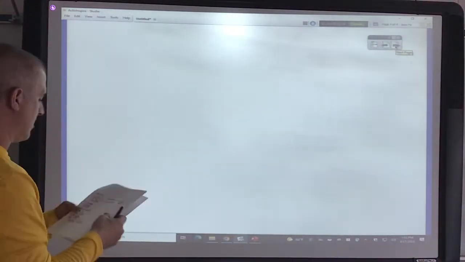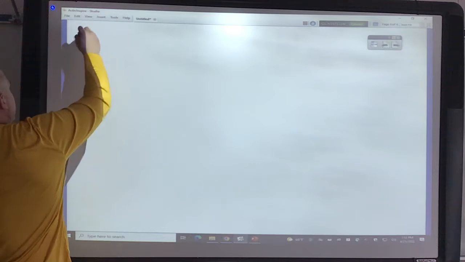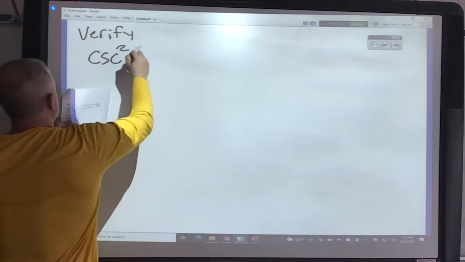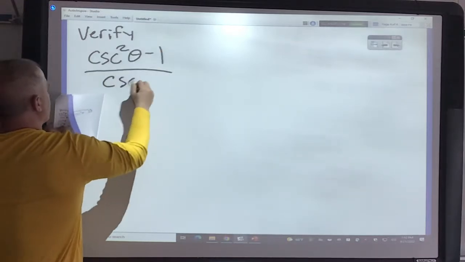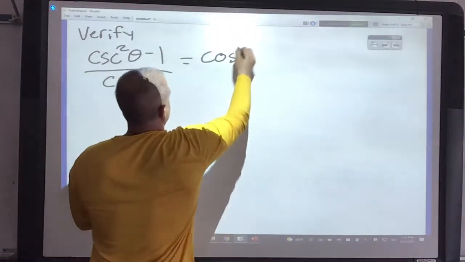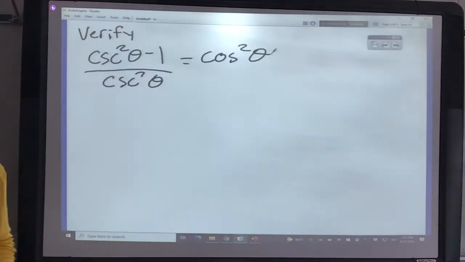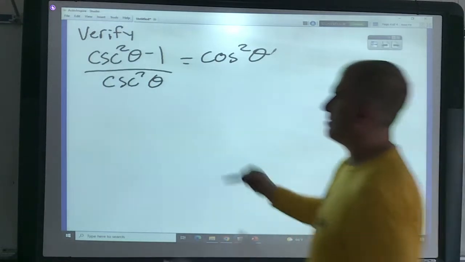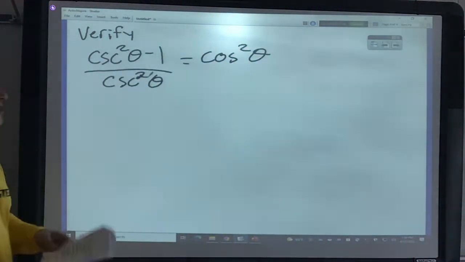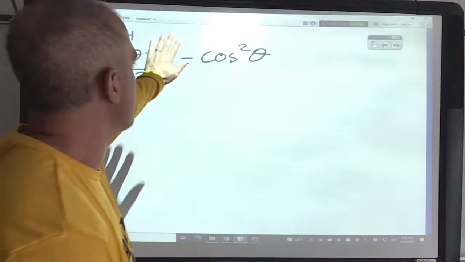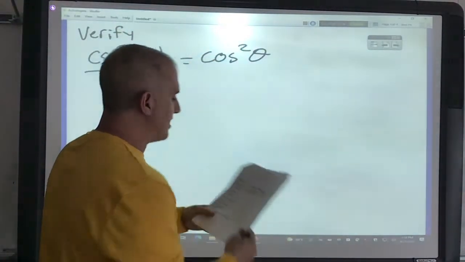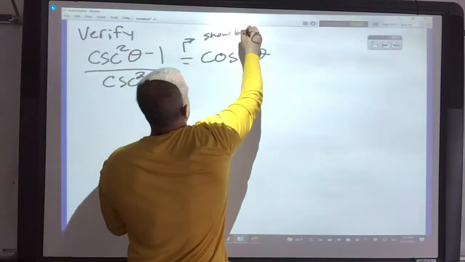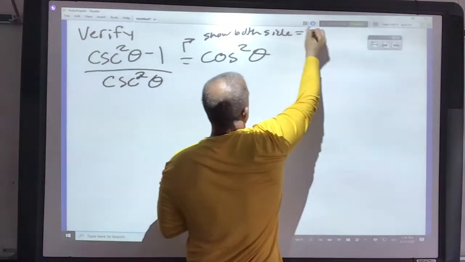Another one I'd like you to go over, we're going to start to talk about verify: cosecant squared theta minus 1 over cosecant squared theta equals cosine squared theta. Here's the idea with verify. It's very similar to simplify, except they're telling you where to go. So the bottom line is you're trying to show both sides equal to each other.